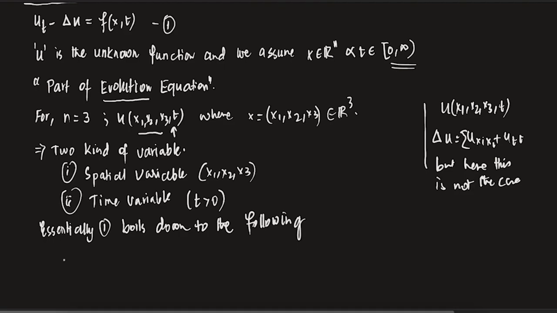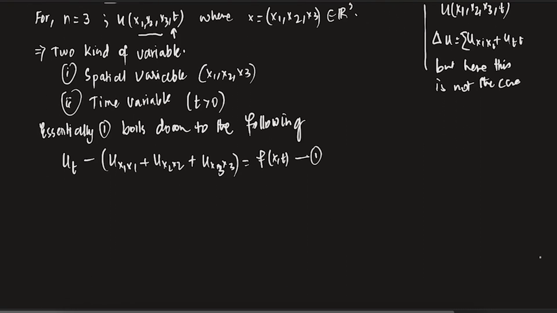This is u_t. There is nothing to do here. Minus Laplacian of u is u_x1 plus u_x2 plus u_x3, equals f of x, t. So basically this Laplacian is with respect to the spatial variable, so with respect to x. That's your equation one.